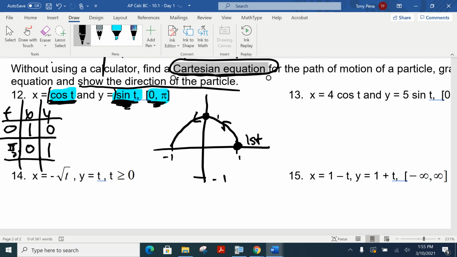So then this was our second point. That's how we would know that that's the direction that we went if we didn't already kind of know how this behaves, if we have some different functions.